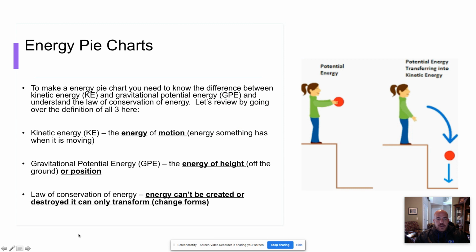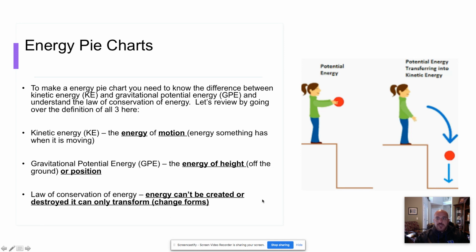All right, so we're going to start with energy pie charts. But before we do, most of our charts are going to include kinetic energy and potential energy. So I wanted to review those definitions, and this whole power focus area is about the law of conservation of energy, so I want to review that too. If you remember kinetic energy, all you have to remember is moving. It's the energy of motion. If something is moving, it has kinetic energy. Gravitational potential energy we call the energy of height or position, but as long as you remember anything off of the ground has gravitational potential energy because it has the potential or the ability to fall.